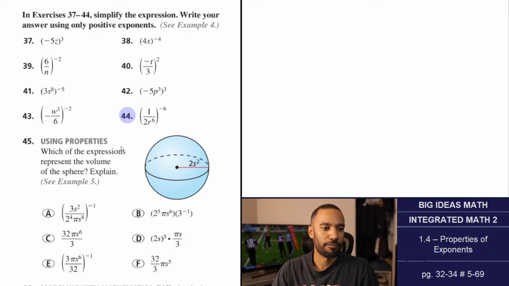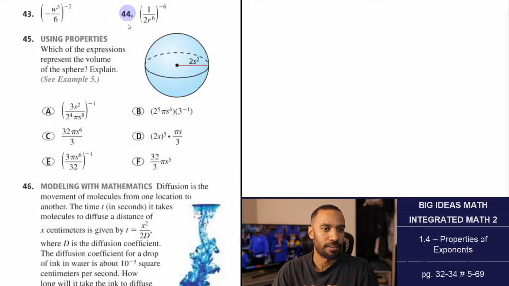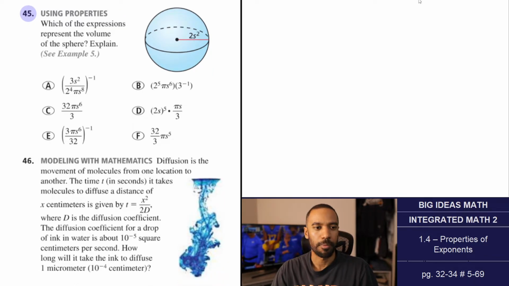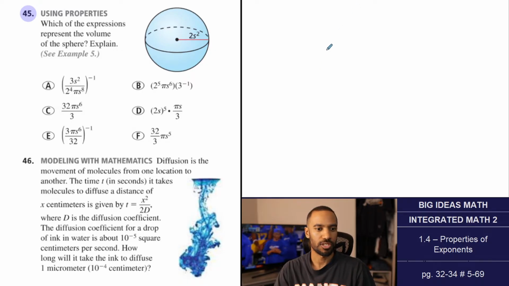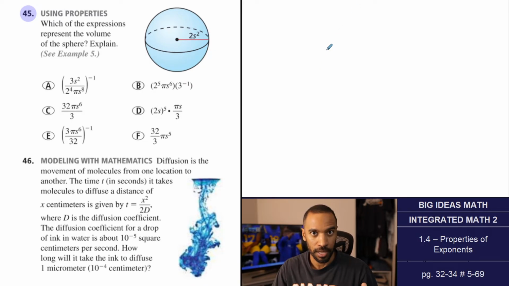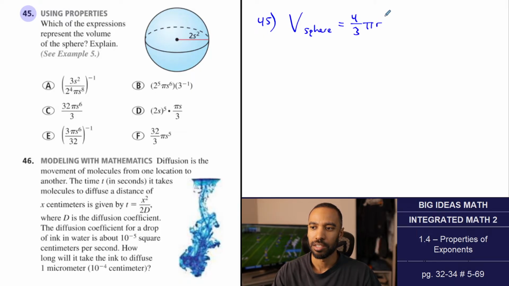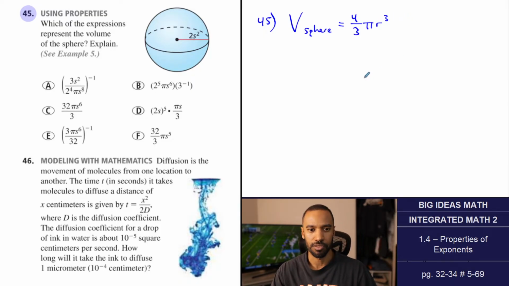Okay, number 45. Whoops, let's go back. I'm sorry. Number 45, using properties. Which of the expressions represents the volume of the sphere? Explain. Okay, this is one of those instances where they don't tell us the formula for the volume of a sphere. I will happily tell you that to lead you into what it is that we're doing. The volume of a sphere is 4/3 pi r cubed, where r is the radius of the sphere.